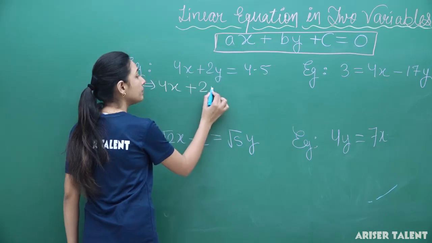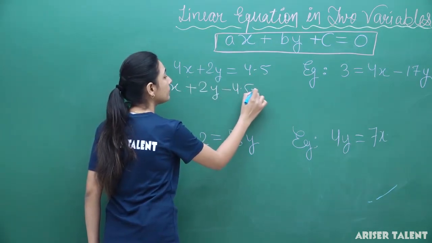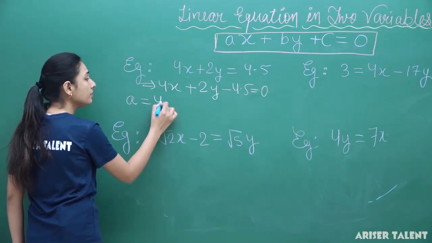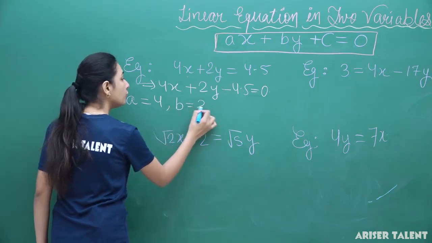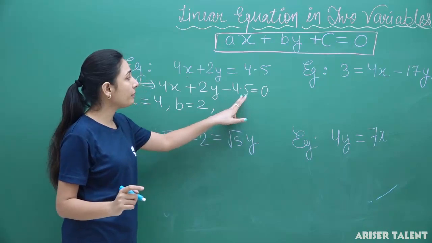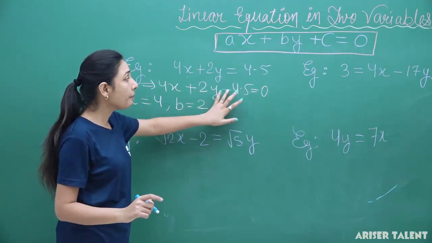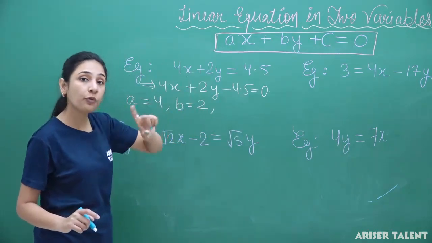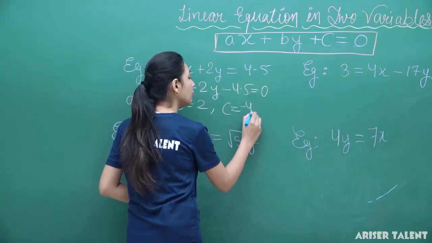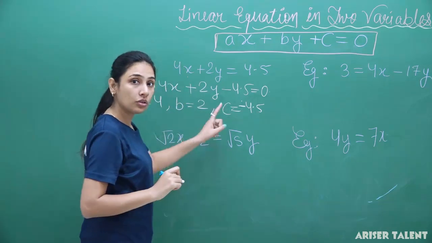Okay. So there will be here 4x plus 2y, transposing this here, minus 4.5 equals to 0. Here a will be 4, b will be 2. Now c will not be 4.5 but minus 4.5, because I am writing it plus c. Now plus c will be what? Plus minus 4.5. So minus 4.5 will be your c. Okay. So c will be equals to minus of 4.5. Right. Focus on that minus.